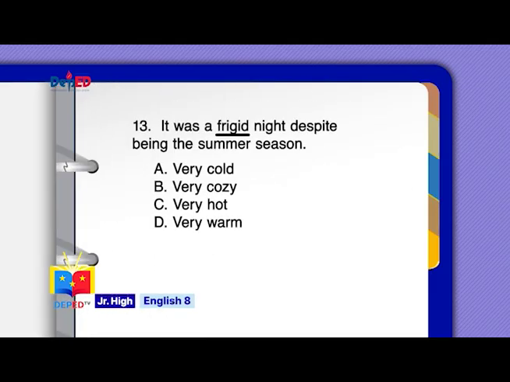Number 13. It was a frigid night despite being the summer season. The underlined word is frigid. Here are your choices. Letter A, very cold. Letter B, very cozy. Letter C, very hot. Letter D, very warm.